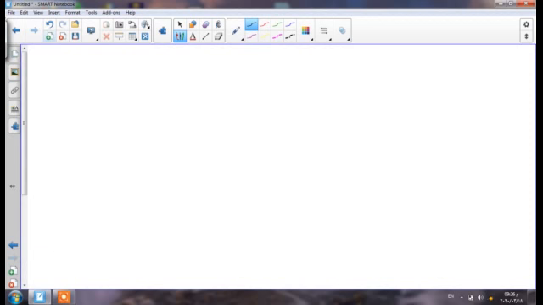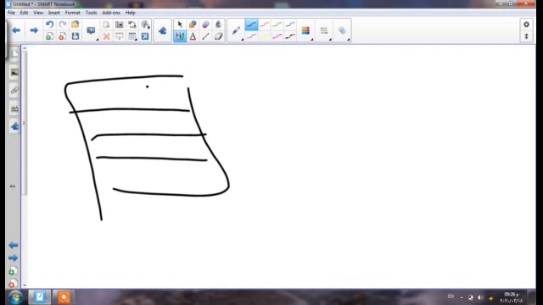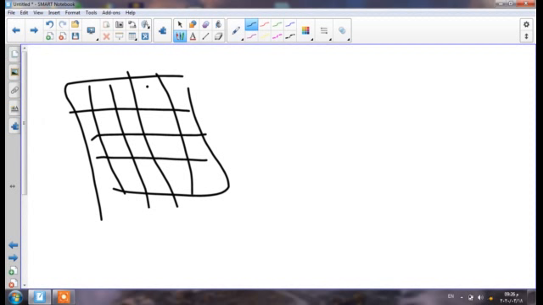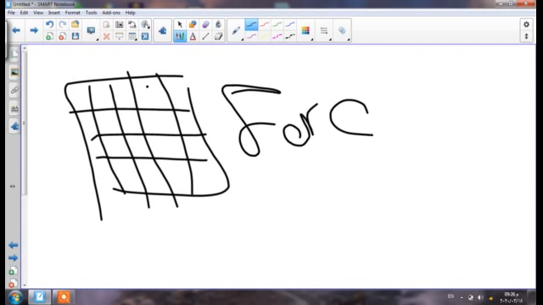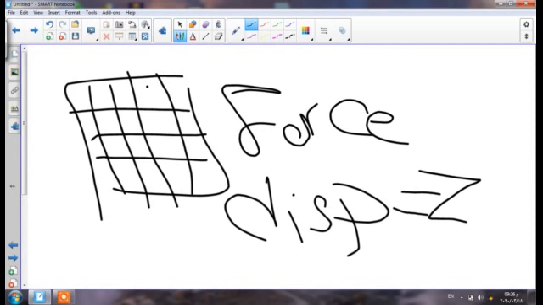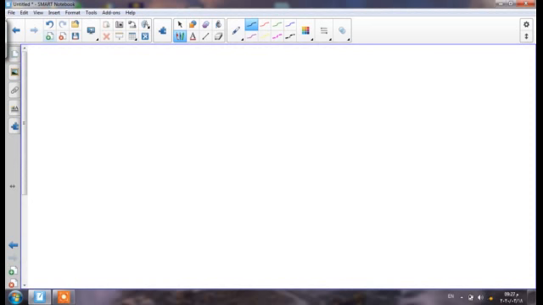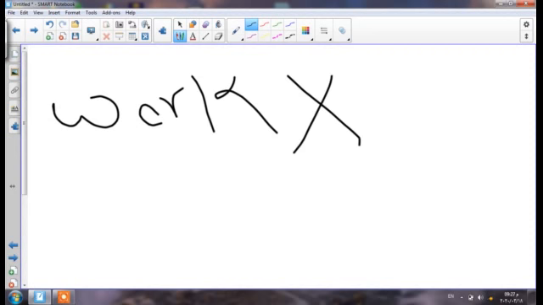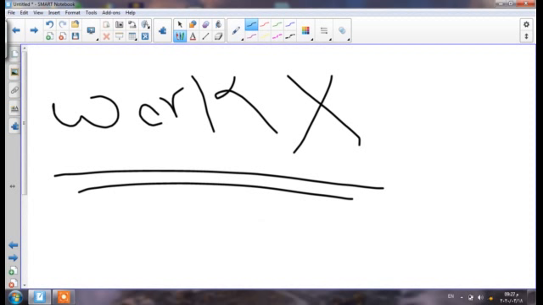Okay, if I have a wall, and I push this wall, what happens to it? Does this wall move? No, this wall remains static. Why? Because the force acting on this wall fails to move it. So the displacement of this wall equals 0. So I cannot call this process work. The work in this process equals 0.